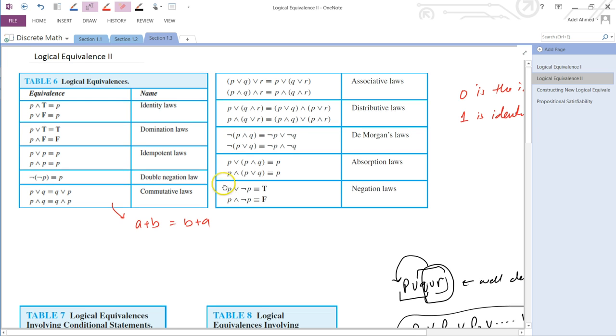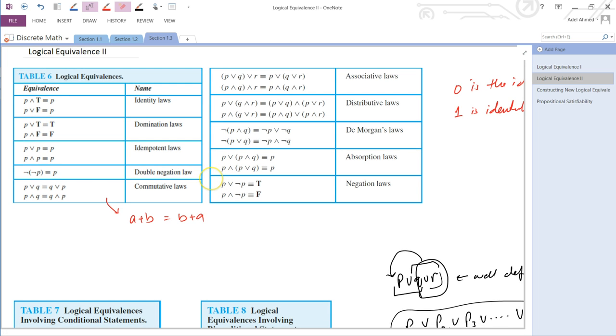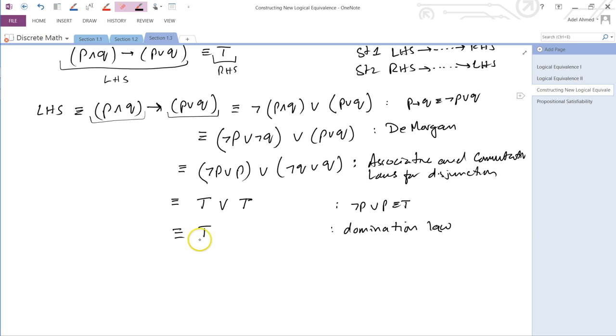Let me show you a glance of the table here. The domination law, where is it? The domination law is over here. So basically anything or true is always true, and that's what we end up with. And there you go. We have started with the left hand side and we reached true. True is the right hand side. So basically the first strategy worked.